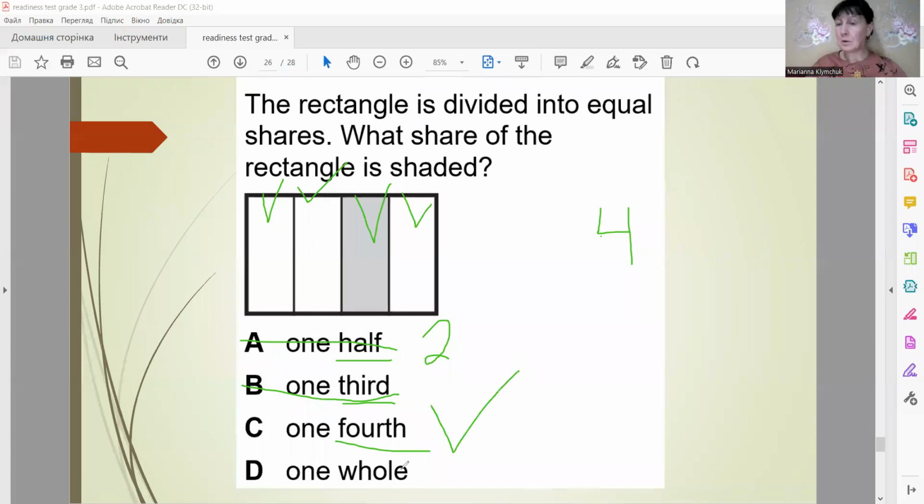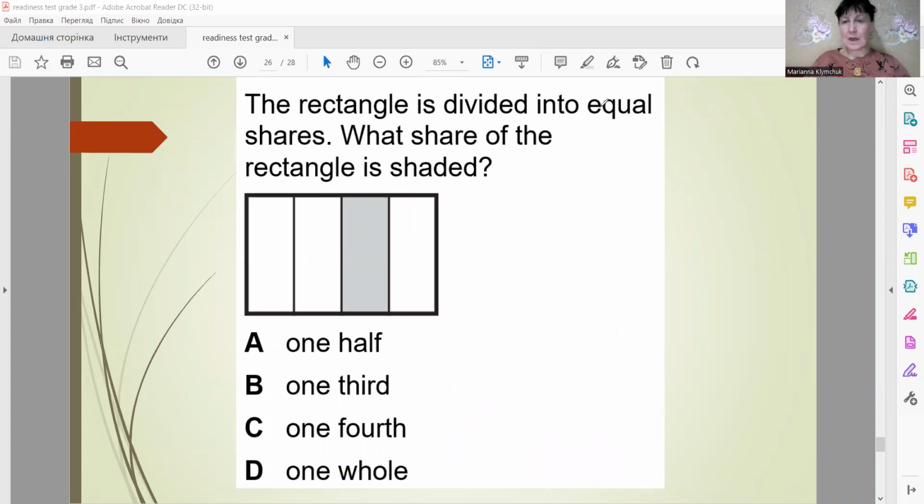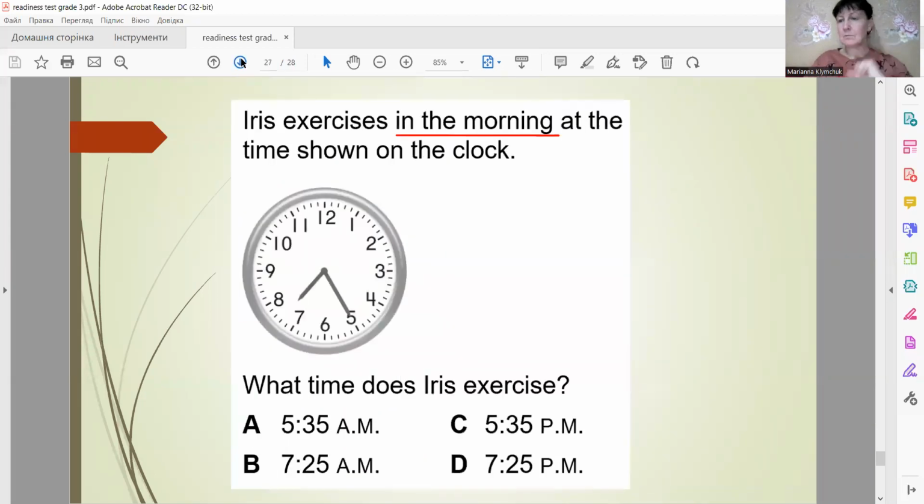And what does whole mean? Whole means no parts. If you see the picture just like this, this is a whole without any divisions. So is it whole? No. So 1/4 is our answer. And I guess that's it for today. And that's it for the quiz. Oh, sorry. We forgot one more task to do about the clock.